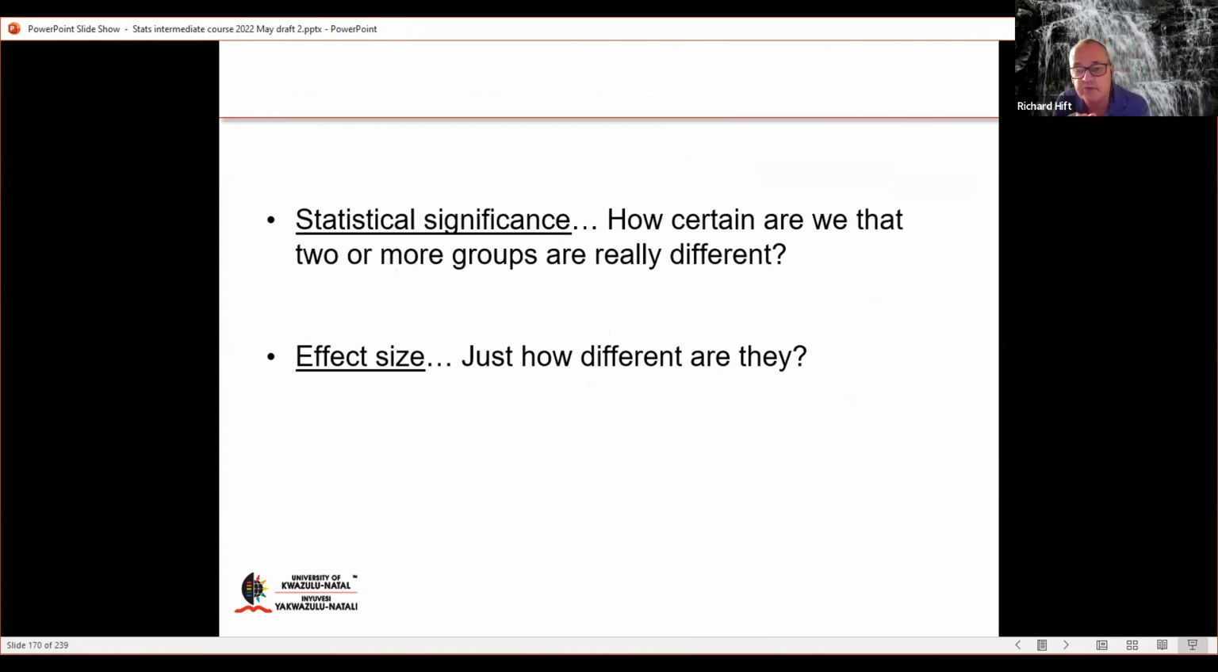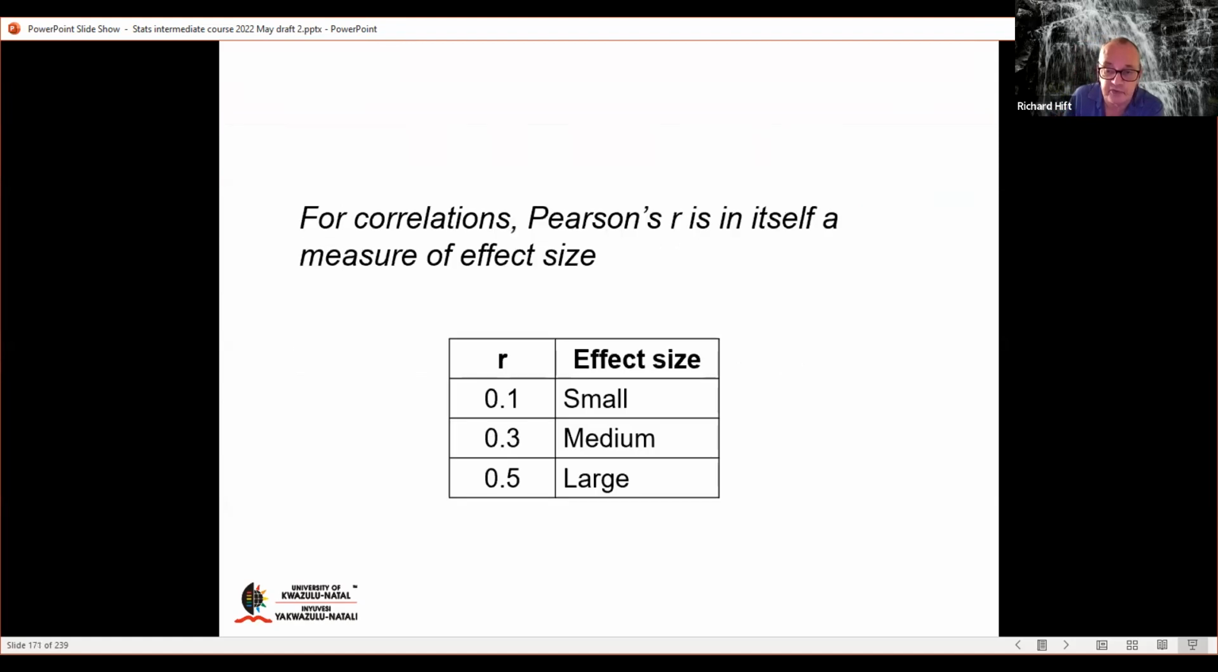So effect size is just how different, for example, are two groups. 100 Rand as opposed to 50 Rand is a big effect size. 100 Rand versus 98 Rand is a small effect size. 100 Rand versus 99 Rand 80 is a tiny effect size. But if your sample size is big enough, you can still show P less than 0.001 for any of those. So significance does not tell us necessarily how big the effect size is.